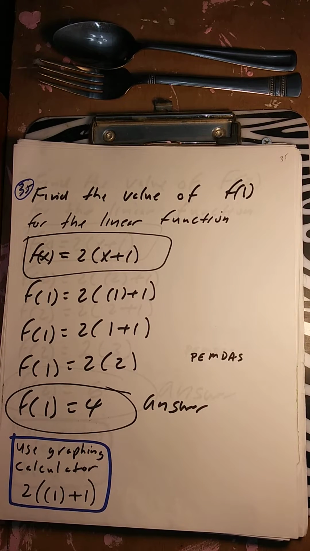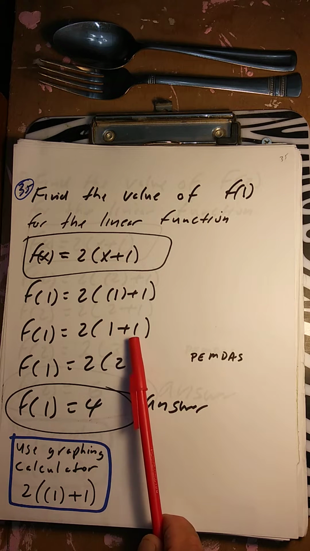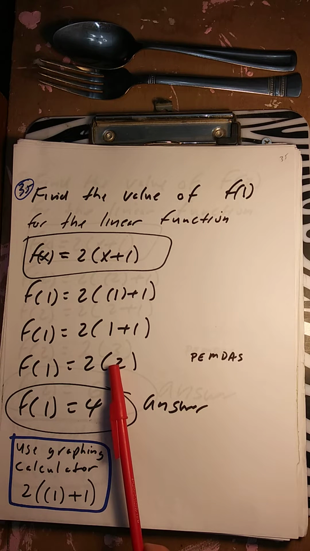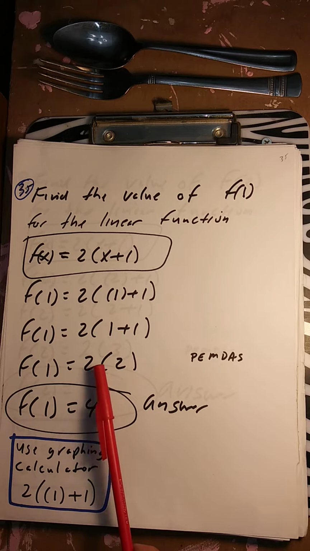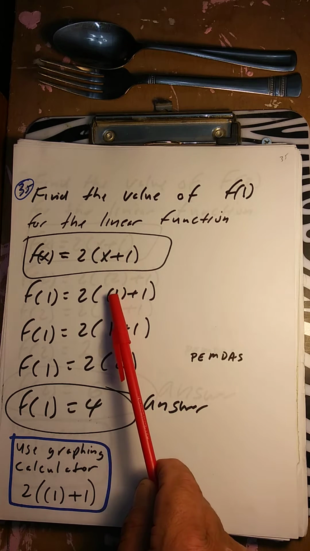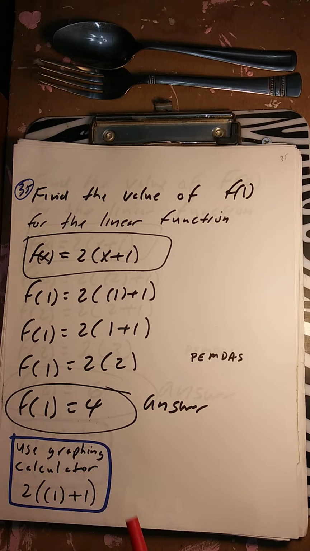Find the value of f of 1 for the linear function 2 parentheses x plus 1. Again, please excuse my dear Aunt Sally: parentheses, exponent, multiply, divide, add, subtract. Let's put the 1 in there. Now, take the parentheses off. So now we have 1 plus 1 is 2. Now we're done with the parentheses. There's nothing else we can do here. Now we can multiply. 2 times 2 is what? 4. So what do I do first? Put the number in there. F of 1. Take the parentheses off. 1 plus 1 is 2. 2 times 2 is 4.